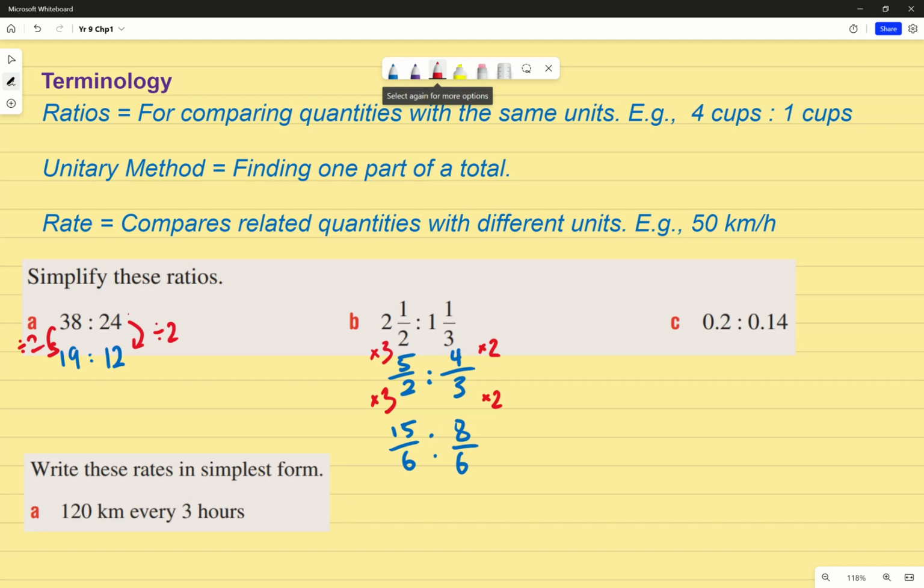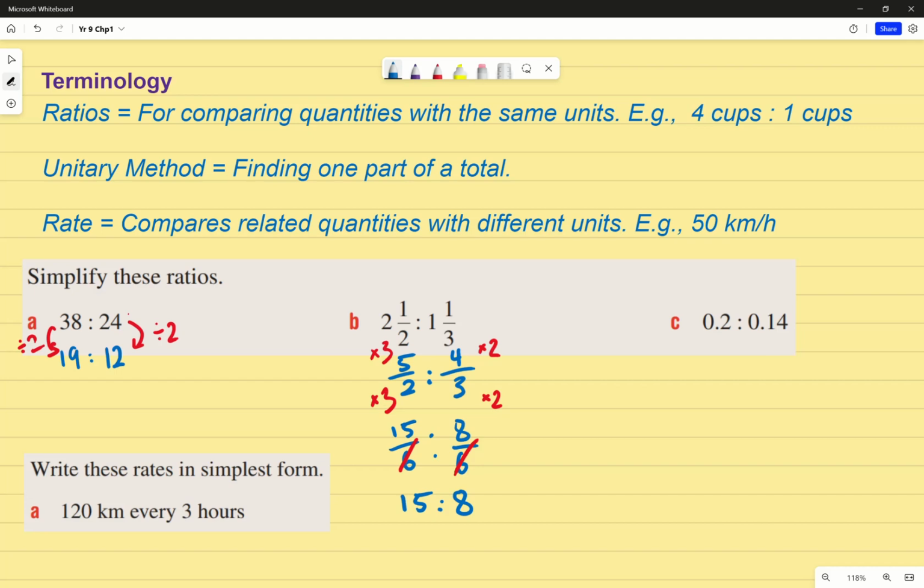Let's just get rid of the 6. Yeah? And then we're left with 15 and 8. Because they're both denominators, it'd be the same as saying times both sides by 6. You see how it's kind of linked to our linear equations. So you end up with 15 and 8.